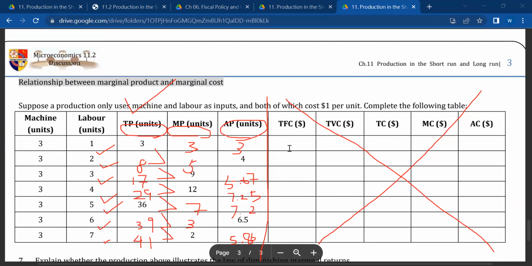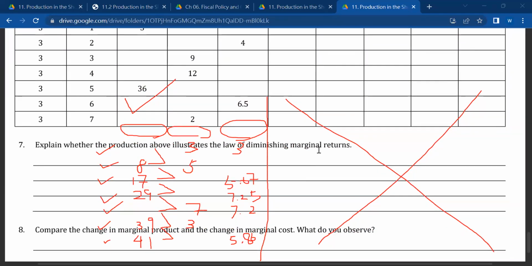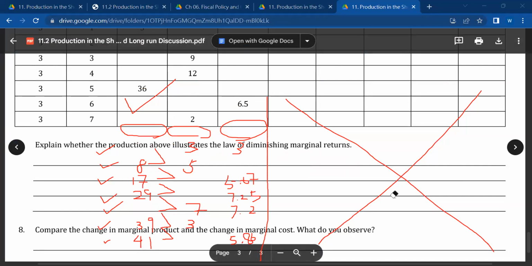Okay, so now I want all of you to do this question. You need to write down the answer of this question. You may refer to our notes on how to write it. I'll give you one hint. First, you need to write whether it's the short run because there is a fixed factor.